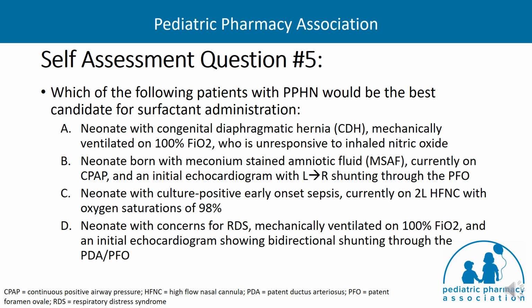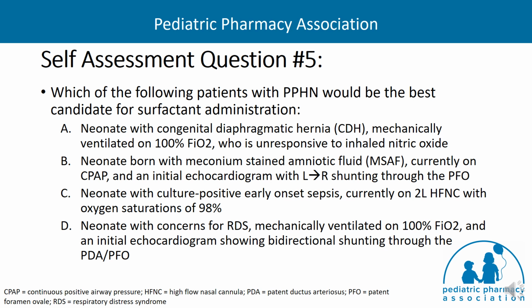And our last question, which of the following patients with PPHN would be the best candidate for surfactant administration? Is it A, a neonate with congenital diaphragmatic hernia who's mechanically ventilated on 100% FiO2 and unresponsive to INO? Is it B, a neonate born with meconium-stained amniotic fluid currently on CPAP with an initial echo showing left to right shunting?